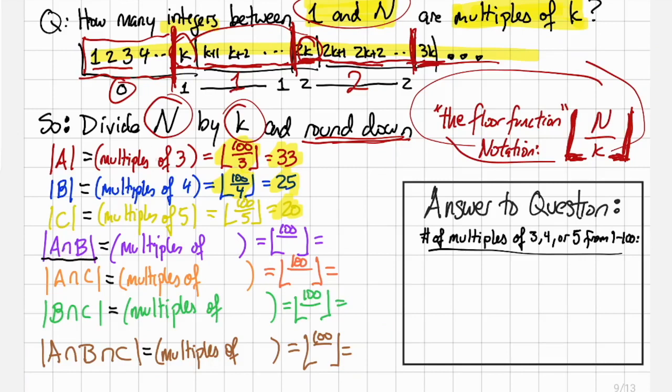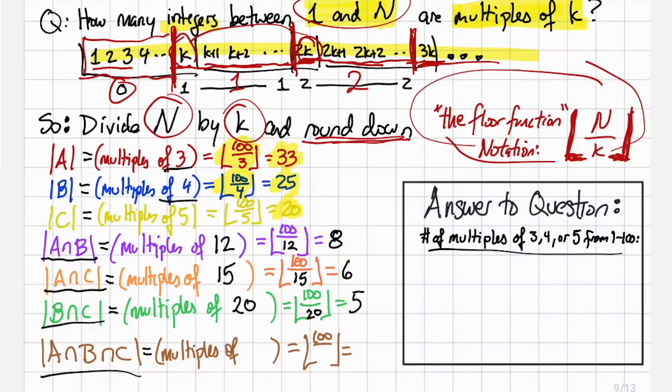What does it mean to be a multiple of 3 and a multiple of 4 at the same time? Those are exactly the multiples of 12. And so how many multiples of 12 are there between 1 and 100? The floor of 100 divided by 12 is equal to 8. Similarly, the multiples of both 3 and 5 are the multiples of 15. The floor of 100 divided by 15 is 6. And the intersection of B and C are going to be the multiples of 4 and 5, which are the multiples of 20. 100 divided by 20, we know that number is 5.